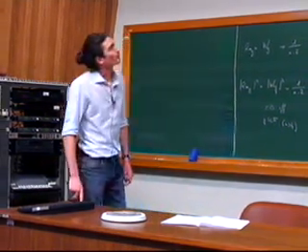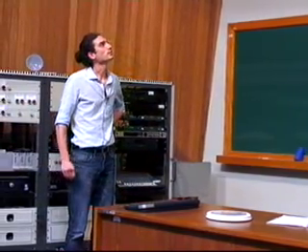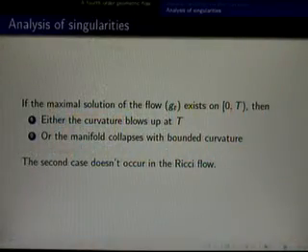So the second case doesn't occur in the Ricci flow. For the Ricci flow, you know that if the curvature is bounded, then at a singular time, the curvature blows up. You don't have this phenomenon of collapsing with bounded curvature.